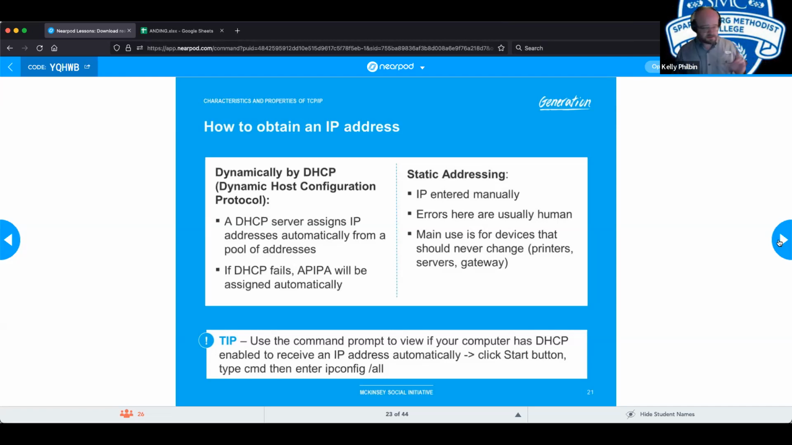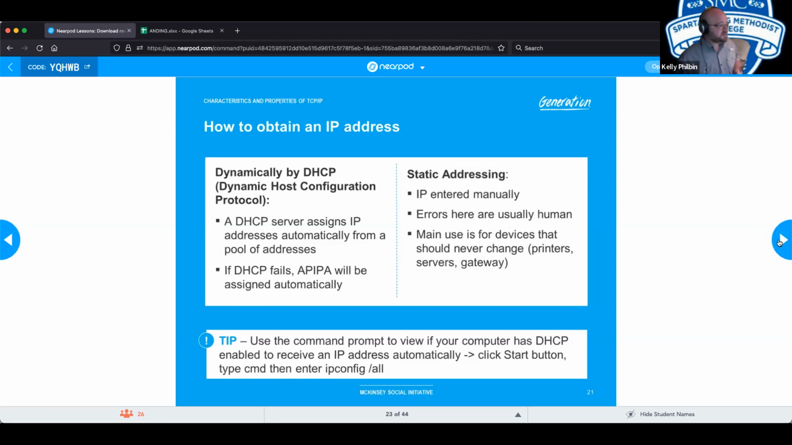The other way this can be done is through static addressing, as opposed to dynamic, which is automatic. Static is manual. This is where the IT professional would have to go in and manually put in every single IP address, subnet mask, and gateway into every single computer. This is not the preferred method. Now, in some smaller companies, they may go this route. Unfortunately, this gives you a higher error rate because we're human, we make mistakes.